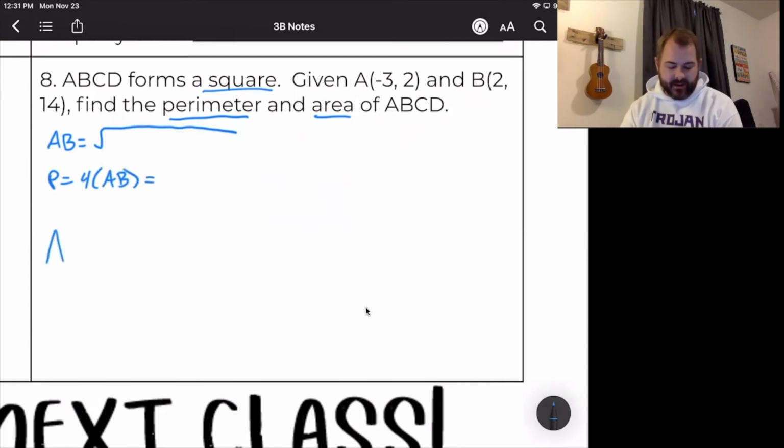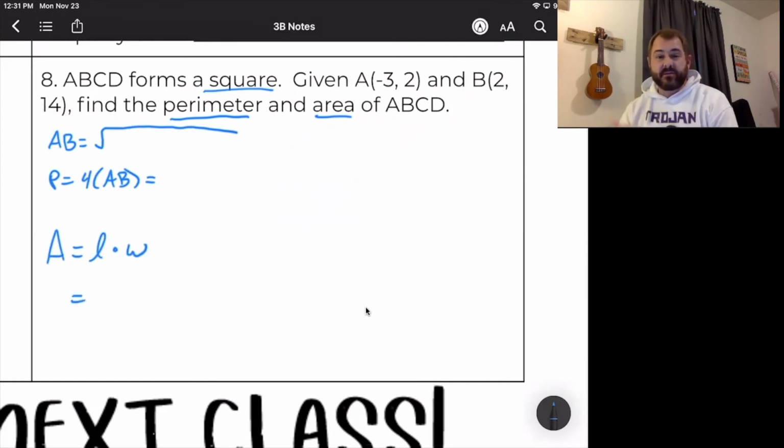Then I'm going to find area. And I need you to remember that the area of any rectangle is length times width. But for a square, we don't call them length and width because they're the same measure. We call it side length, S. So I take S times S, or S squared. That's why we call something to the second power squared. It's like finding the area of a square.